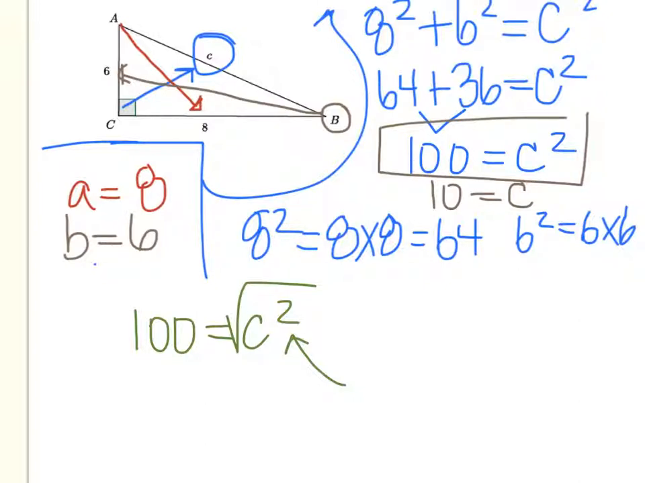So if I take the square root of one side, I have to take the square root of the other side. And that was not a square root symbol, let me erase this line. So this squared and the square root cancel each other out. So I'm just left with c equals, and the square root of 100 is 10.